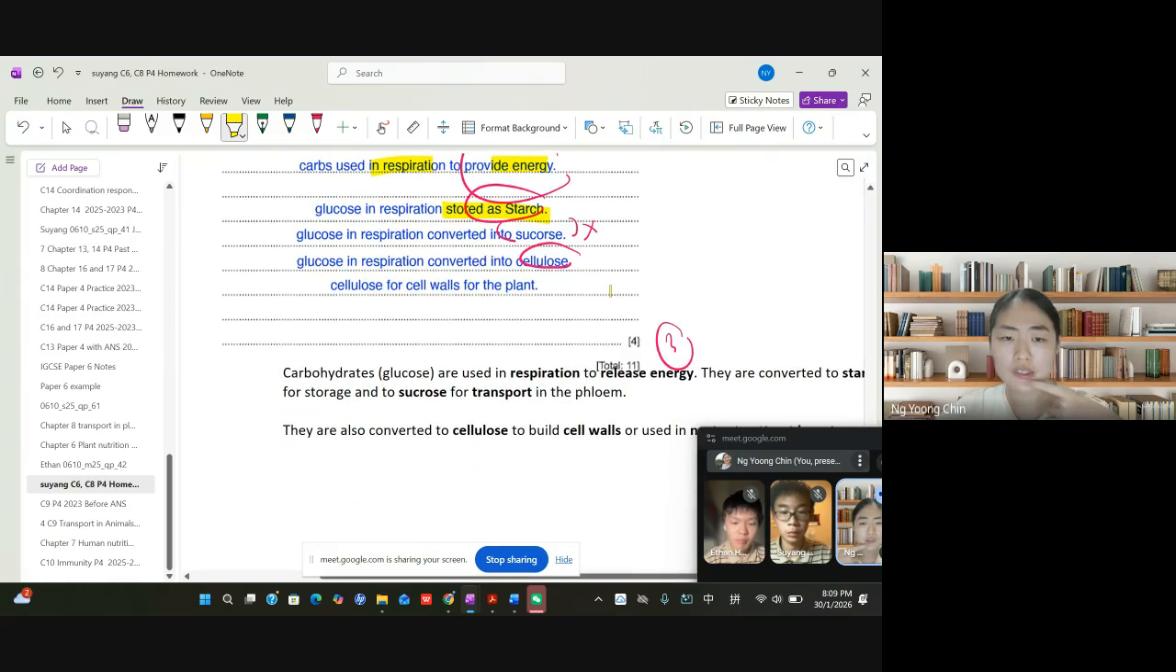Convert to sucrose. Okay, it can convert to sucrose. Yeah, this one I cannot give you the mark because of what? Wrong spelling. Whenever the examiner marks this kind of wrong spelling, they will just not give you any mark. So that's why you need to ensure your spelling is correct.